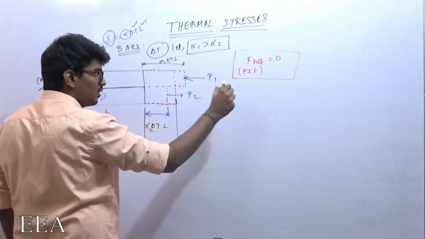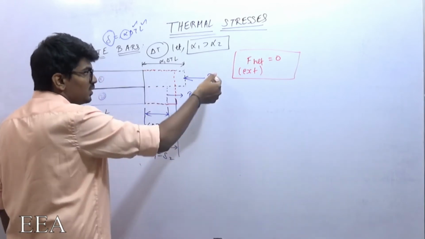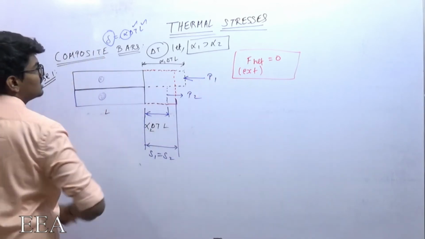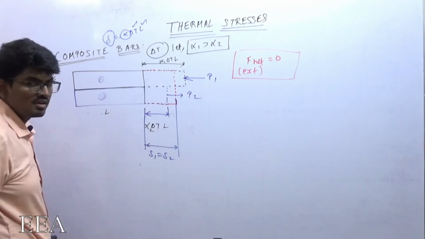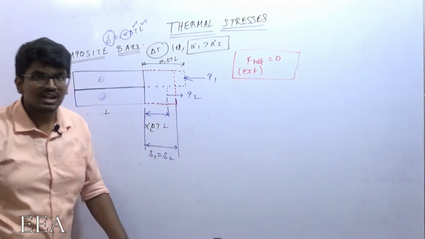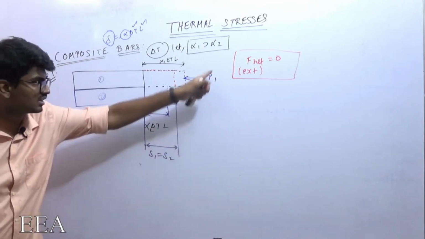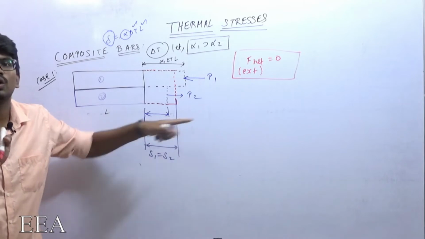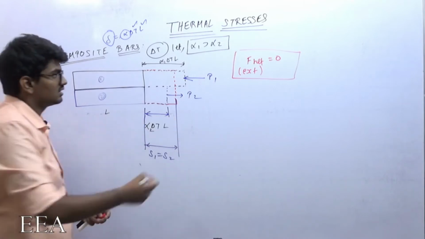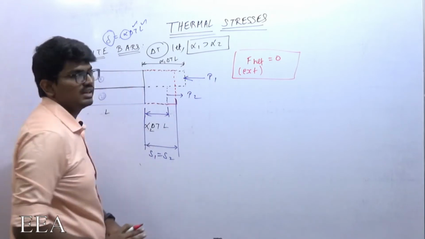Because if P1 is not equal to P2, what will happen? If suppose P1 is greater than P2, this will start moving this side, right? It will start moving left side. Or if P2 is greater than P1, what will happen? This will start moving right side. So that cannot happen, because there is no other external force other than these two forces. Other than these two forces, there are no other external forces, which means this should be equal to this, then only it will be in equilibrium.